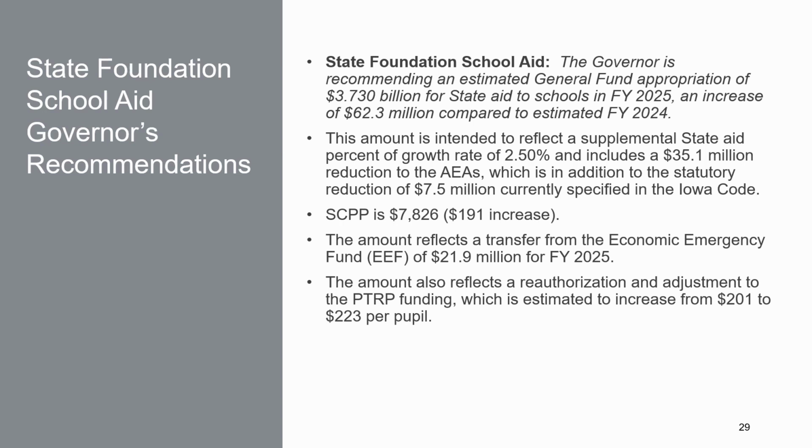The state cost per pupil would be $7,826, an increase of $191 compared to the current year. The amount reflects a transfer from the Economic Emergency Fund of $21.9 million for fiscal year 2025, the same as fiscal year 2024. The amount also reflects a reauthorization and adjustment to the PTRP funding, which is estimated to increase from $201 to $223 per pupil.